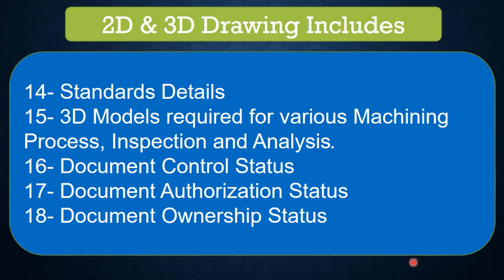And document authorization: who has prepared, who has reviewed, and who has authorized. These details are also important as part of document authorization before it goes for die manufacturing. Then the last thing is document ownership status. Who is the custodian of the die drawings, and who is going to be the owner of the die drawings? It may be the proprietor or it may be the design department.